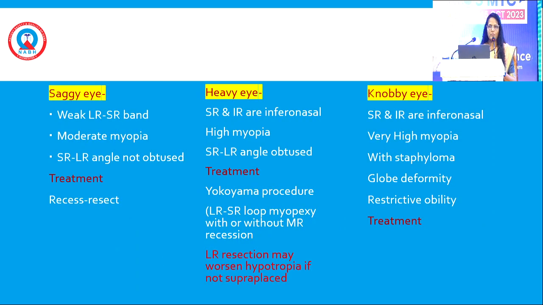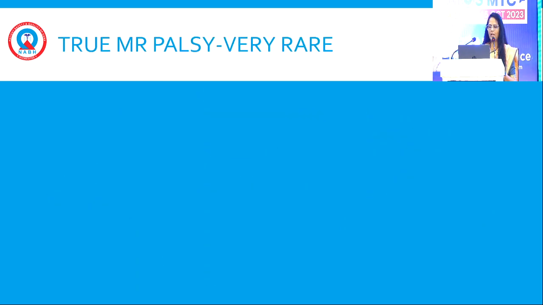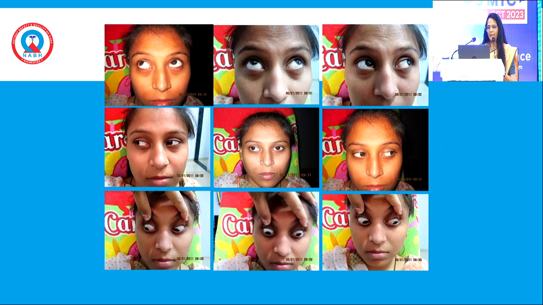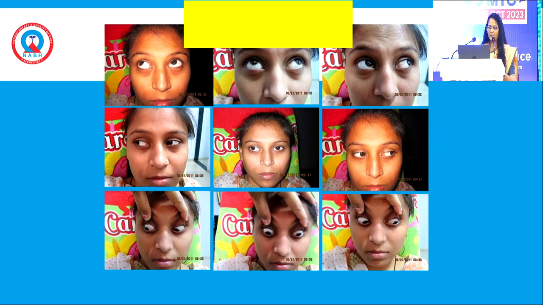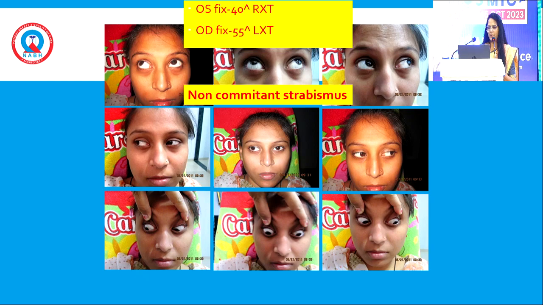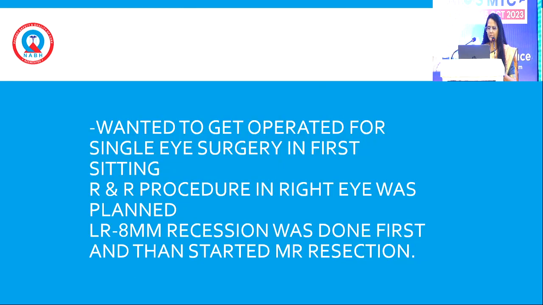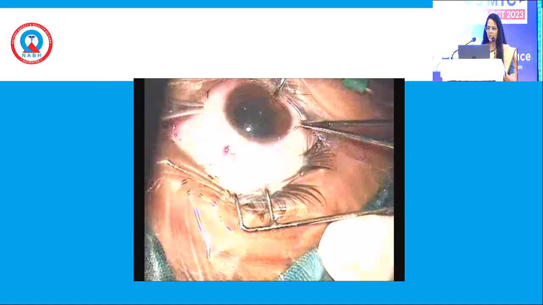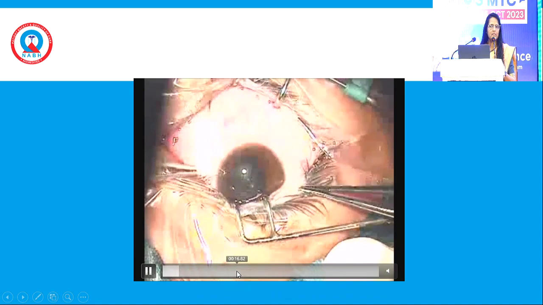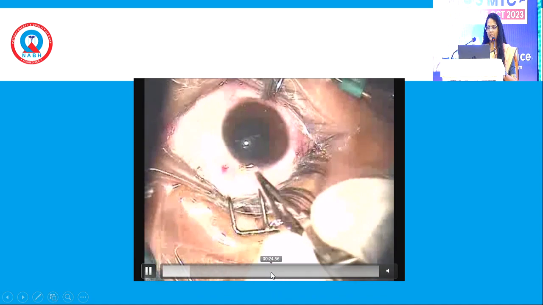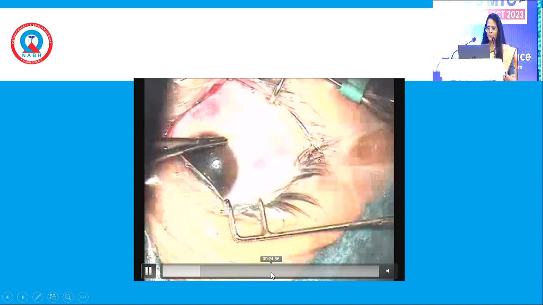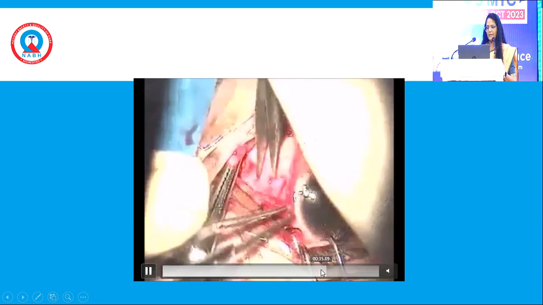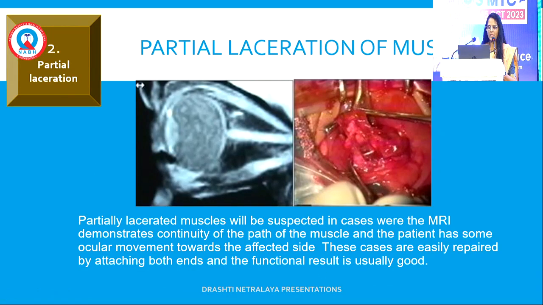Convergence fixes, you have to differentiate between saggy eye, heavy eye, and knobby eye. And then again the paralytic strabismus, this patient presented to us with mild exotropia, and she wanted only one eye to be operated, no non-comitant strabismus. When we took the patient in and did anterior segment OCT, we came to know that there was a malinsertion of the medial rectus. So it was quite back. We put it back at the place, and then this is the post-operative of the same patient.